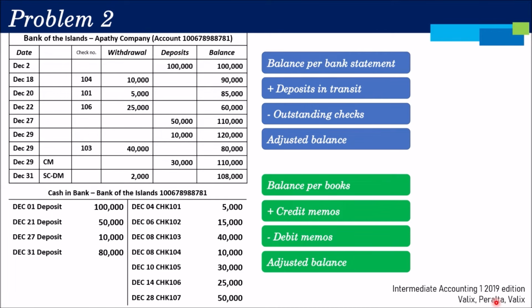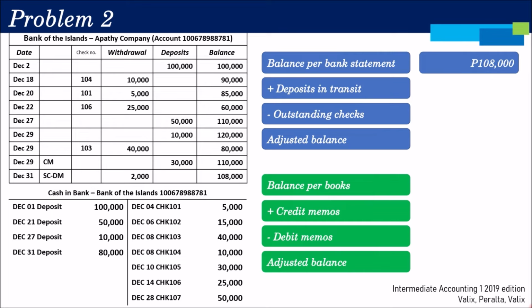Okay. Let's start with balance per bank statement. Nasaan po ang bank statement? Ito po yung bank statement. Sabi ng bangko, ito daw ang naging storya ng pera mo sa bangko namin. Ganon. Okay. Now, December 31, sabi ng bangko, ang balanse ng pera mo sa amin ay 108,000. Ano yun? Yun na yun. Okay? Yung 108,000 na yun, yun ang iyong balance per bank statement.